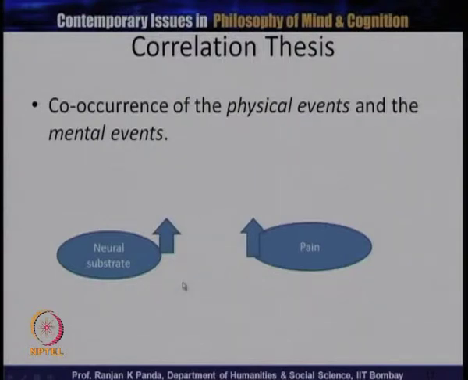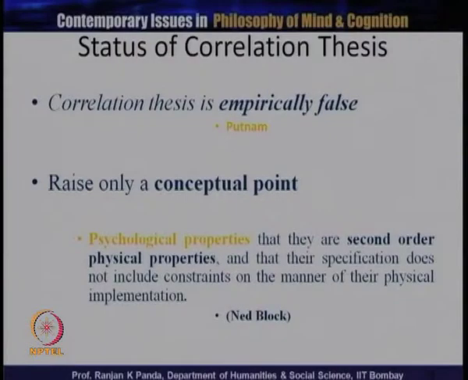Now, the correlation thesis, as I mentioned to you, says that if there are neural substrates, this neural substrate would talk about the occurrence of physical events, and you have another kind of feeling or sensation, say the pain sensation. These sensations are nothing but mental events. The nomologically coextensive theory suggests that these two events are co-occurring, they are occurring at a particular time t, not one after another. In fact, they co-occur, and when we talk about this co-occurrence, then what happens?